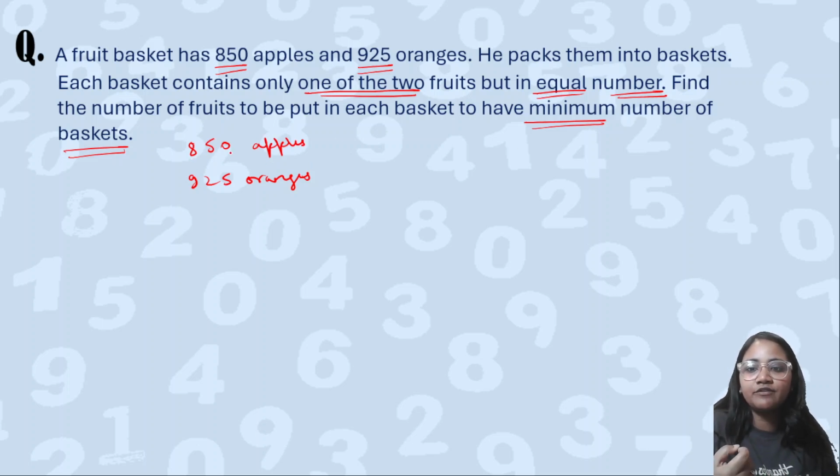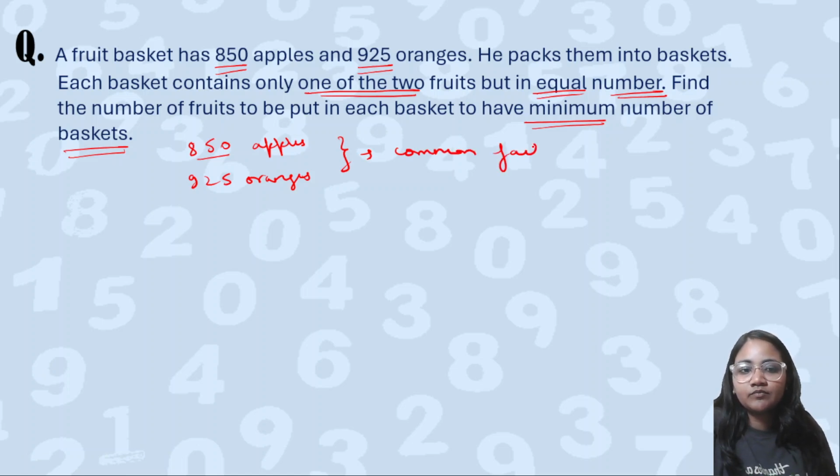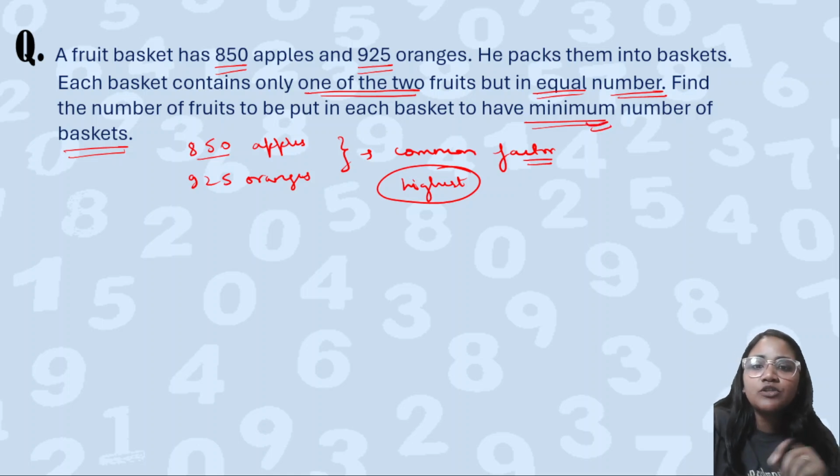Like if I divide 850, it's divisible by 2 also, right? It's divisible by 4 also. So if I write in different ways, taking the factors it has, there will be some which will be left, right? So I need to find the highest common factor. I need to find the common factor of both the numbers. And I need to find the highest common factor, because if I find the highest common factor, then only the minimum number of baskets will be used, right? So now let's first find the highest common factor.